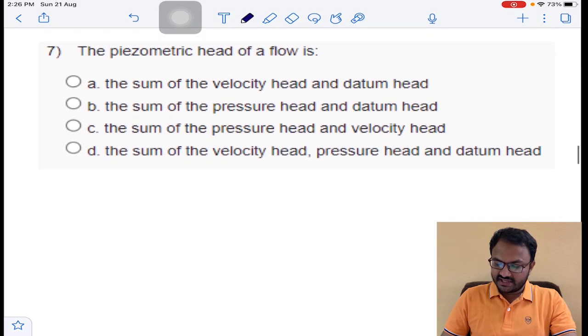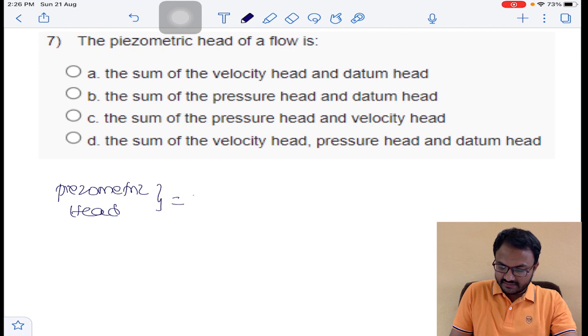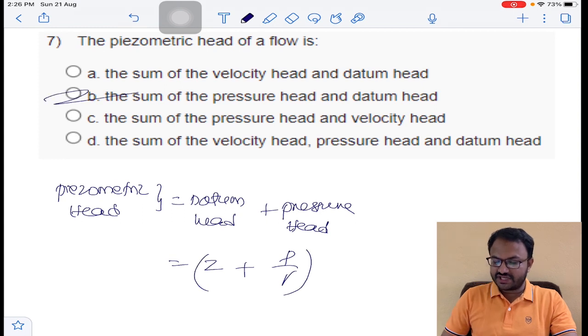Coming to question number 7. Piezometric head is the summation of datum head plus pressure head. Datum head is Z, plus pressure head is P by gamma. So the answer B for question number 7.